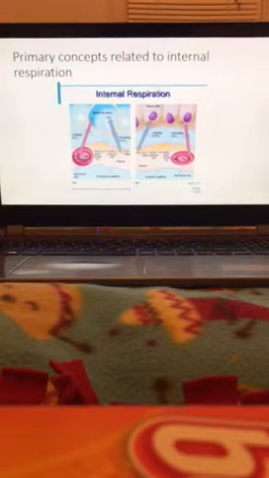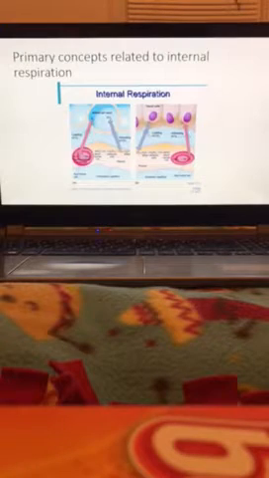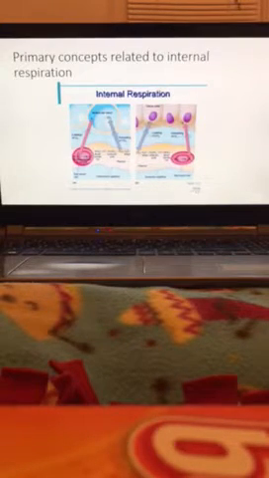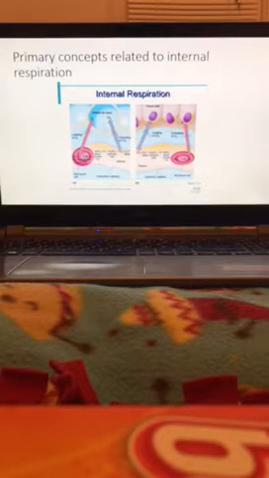Now lastly, I will cover the primary concepts related to internal respiration. Internal respiration refers to gas exchange across the respiratory membrane in the metabolizing tissue. An example of that would be your skeletal muscles.